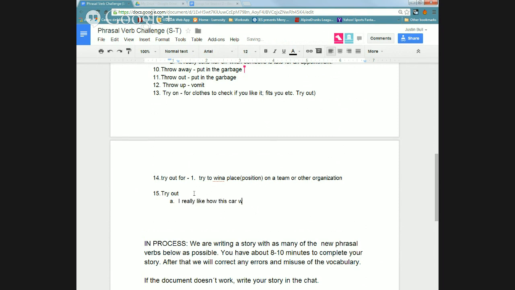Like use it. Yeah, it's another way of saying use something briefly to determine how well it works. Yeah, it's like you can try Verbling out for a week for free. Exactly. Yes. Very good context.